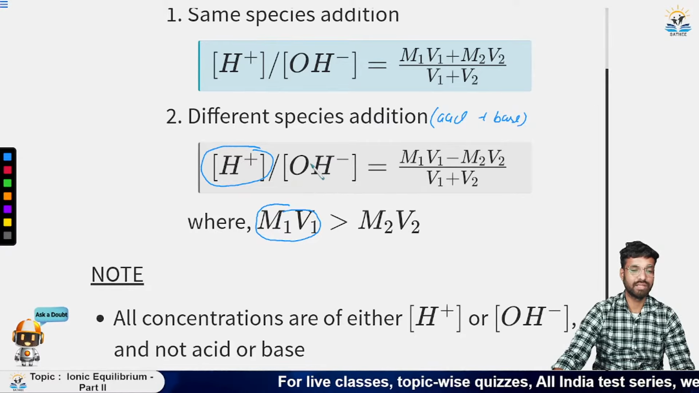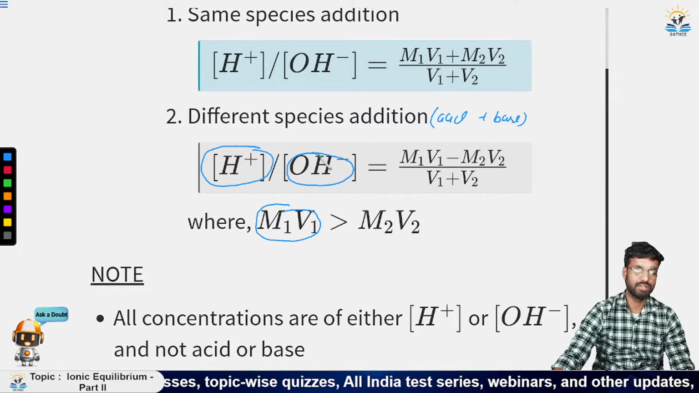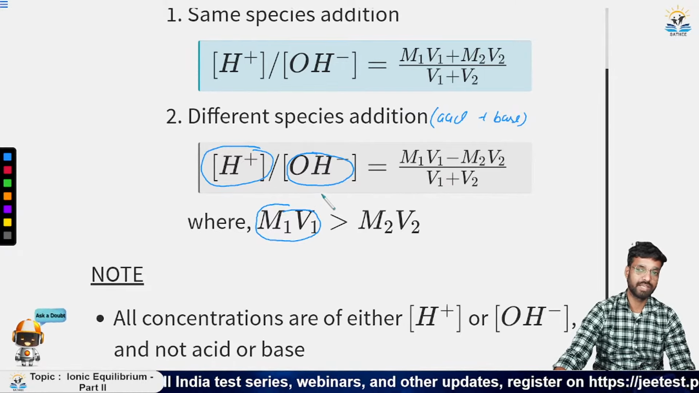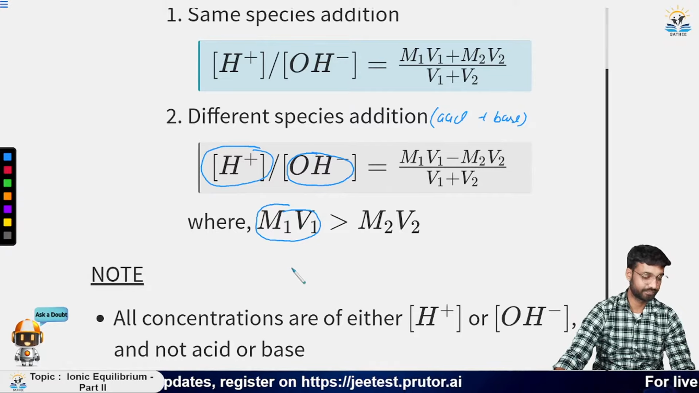Similarly, we have this for OH minus if the solution is basic in nature. So it will be M1V1 minus M2V2 by V1 plus V2, in which case M2V2 will be greater, and it will give the concentration of hydroxyl ion.